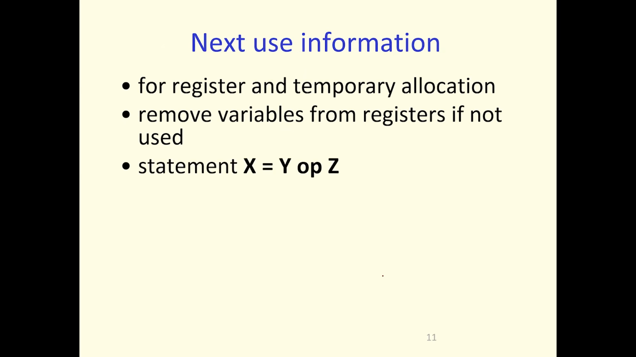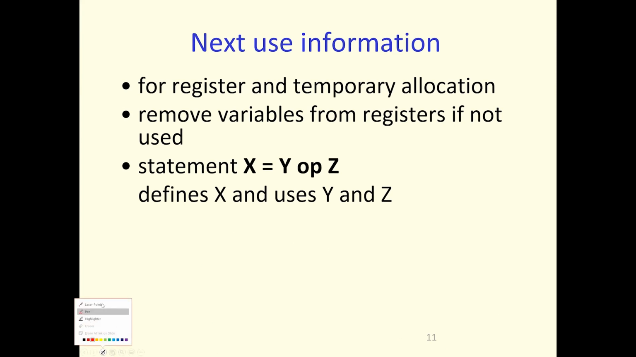So suppose I have a statement x equal to y op z. Here x, y, z can be registers, can be variables. Okay, so this statement is using both y and z, and it is defining x, right? And note that x, y, z can be reused. I could have x equal to x op z also, or x equal to y op x. So it's not necessary that all three are distinct.